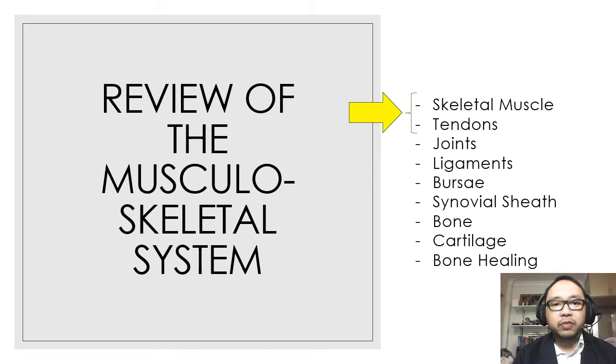So, for this review of the musculoskeletal system, we'll be discussing skeletal muscle, the tendons, joints, ligaments, bursa, the synovial sheath, bone and cartilage, and we'll also be discussing bone healing in a different lecture. For this segment, we'll be discussing skeletal muscle and the tendons.